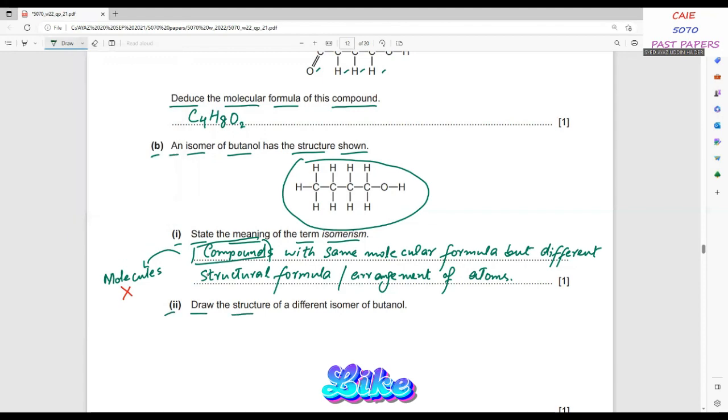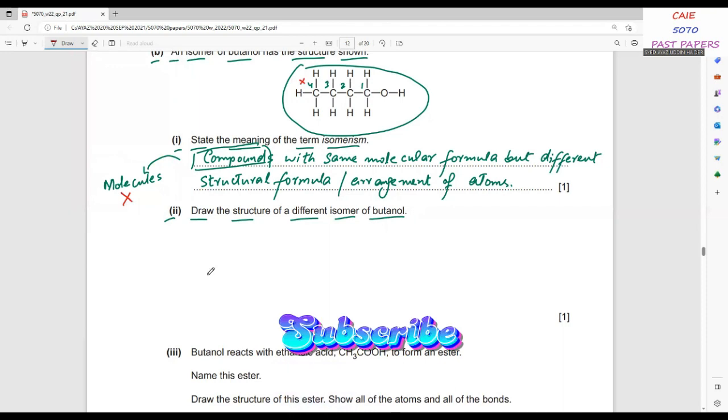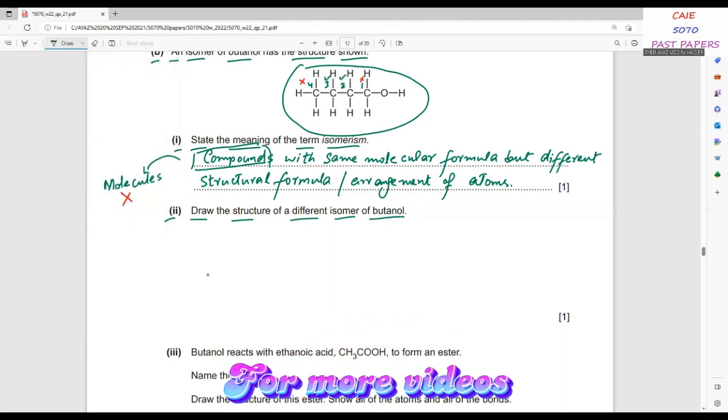Number 2, draw the structure of a different isomer of butanol. The one which is given has OH attached to carbon number 1. You can change the position of OH to either the 2nd or 3rd position, not the 4th position, neither 1st nor 4th. So you can have any of these positions, 3 or 2. These are the isomers of butanol.